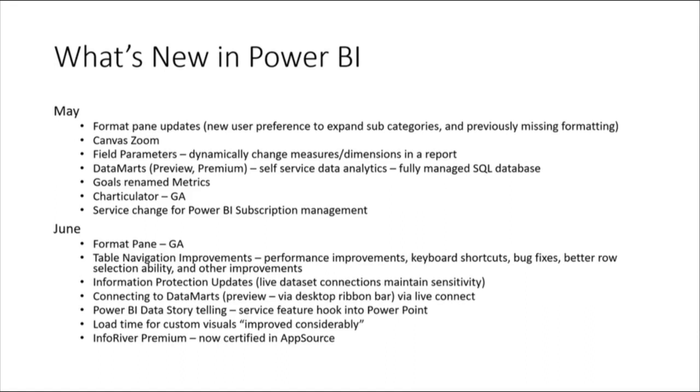Goals got renamed metrics. The Charticulator visual is now GA, and if you utilize subscriptions in the service, there's been a lot of changes in there to help with management of those as well. Rolling forward into June, and June's so new that I haven't actually got it on my corporate laptop yet.